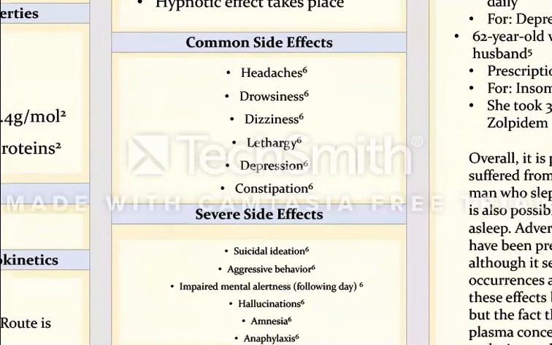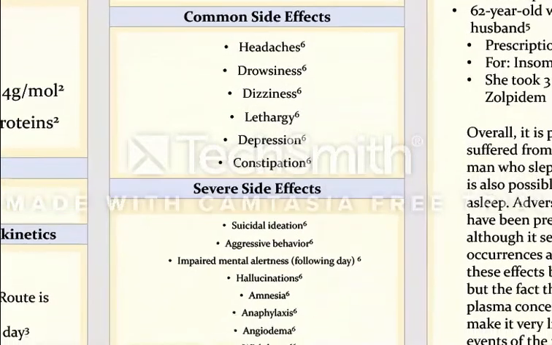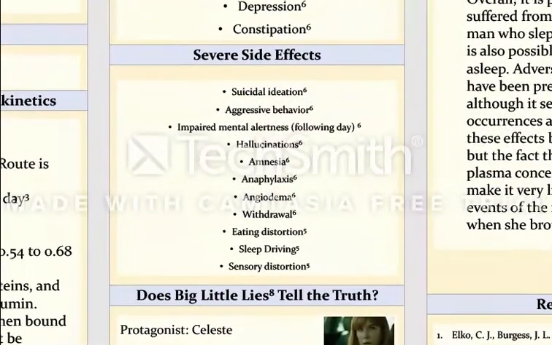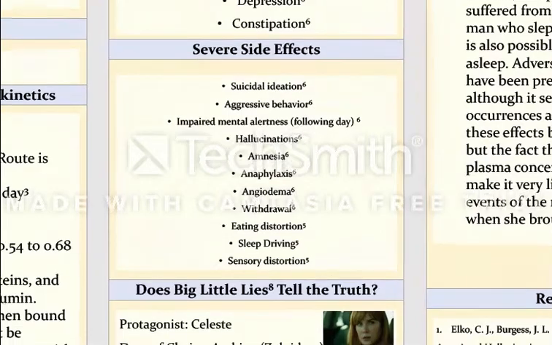Some common side effects are headaches, drowsiness, dizziness, lethargy, depression, and constipation. But we also have to consider that with Zolpidem, we can also get severe side effects, which include suicidal ideation, aggressive behavior, impaired mental alertness, even the following day, hallucinations, amnesia, anaphylaxis, angioedema, withdrawal, eating distortion, sleep driving, and sensory distortion.